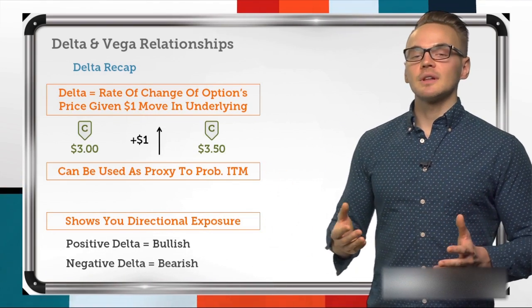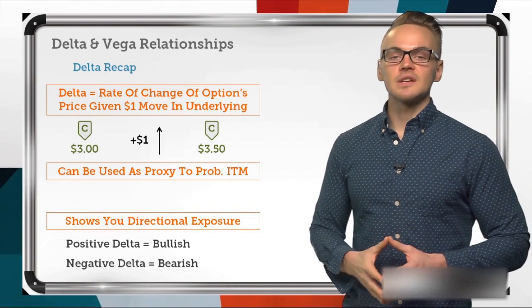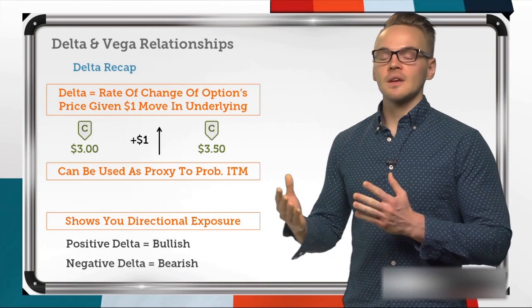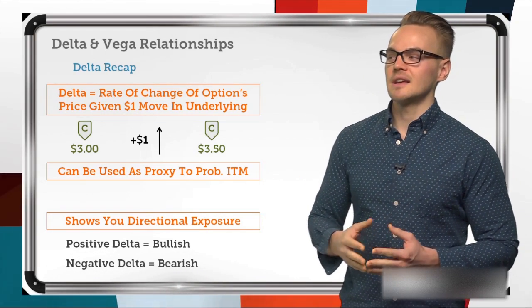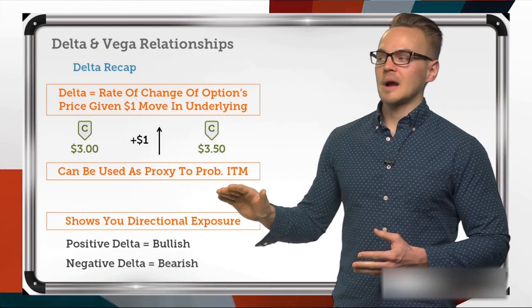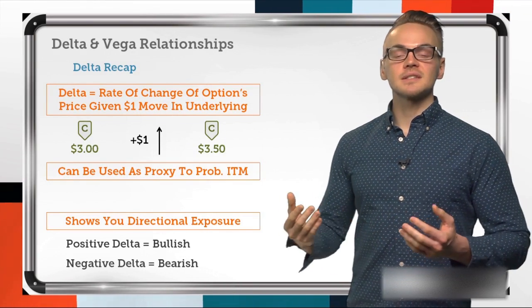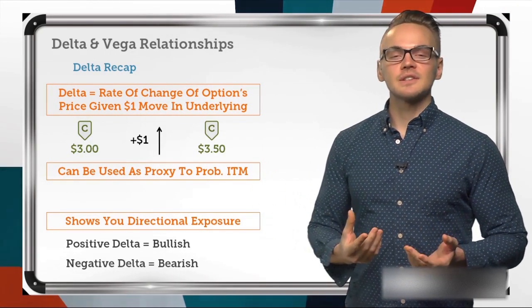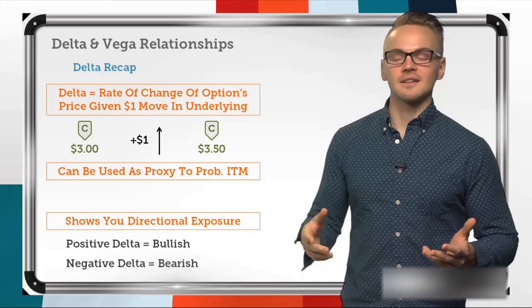For a quick example, if we're looking at a 1 standard deviation option that's out of the money, a 1 standard deviation option is going to have a probability of being in the money of about 16%. And if you look at the delta, it should be around a 16 delta as well.